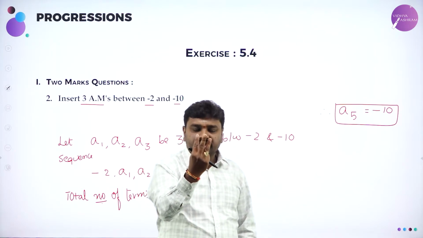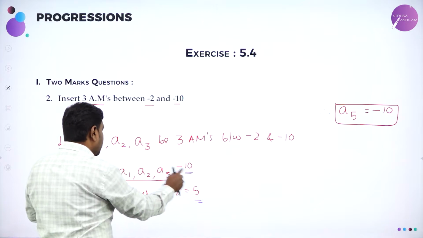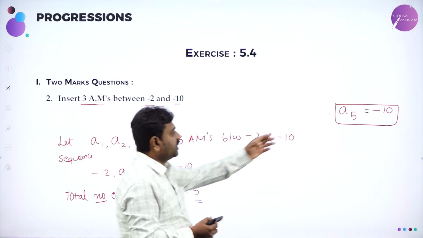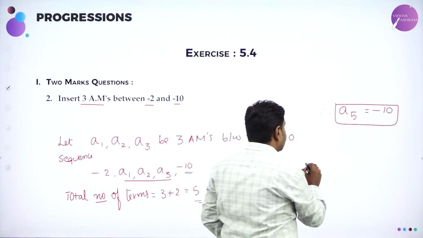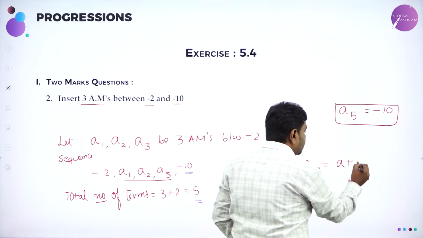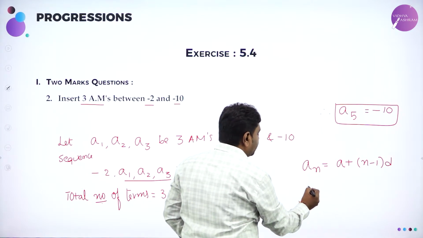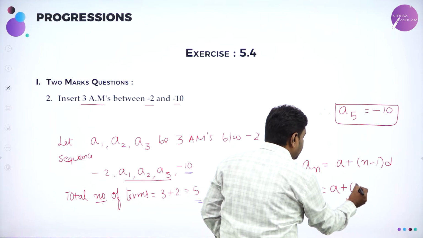If I introduce 3 numbers in between 2 numbers, in total I have 5 numbers. So the 5th term is minus 10, and I'll write A5 is minus 10. Once you know A5, use the general term in AP. In AP, what is the general term? An is equal to a plus n minus 1 into d. Now A5 is equal to a plus 5 minus 1 into d.